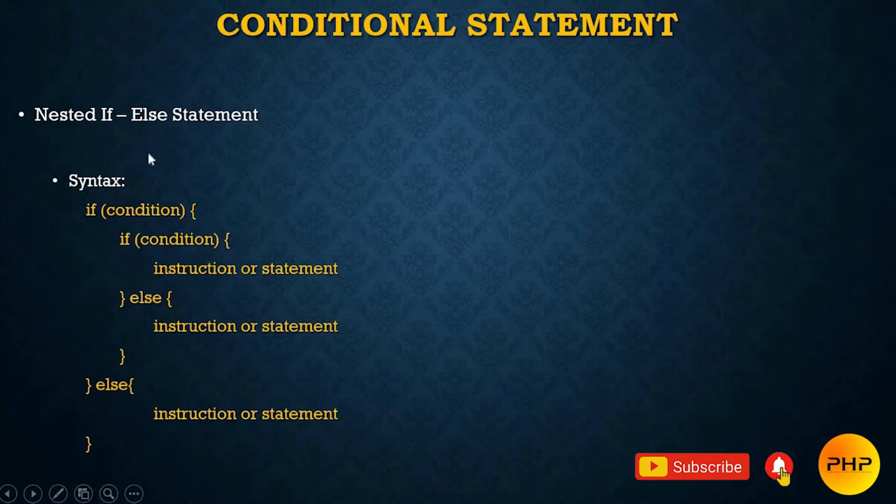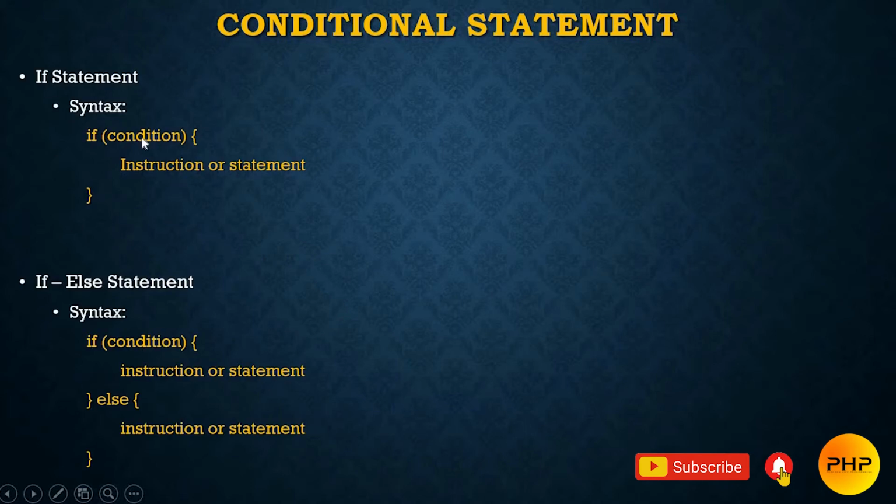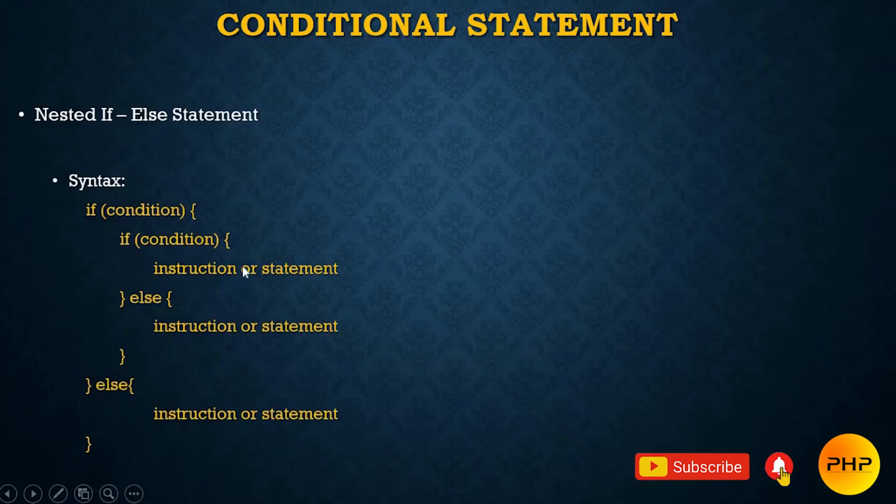Okay, so let's flip back. We have the if statement. This is a condition. If condition, then you have your statement here. You have the if else statement: if condition, statement, then else, and we have the instructions here too. So that is for the if else statement. Then we have the nested if, that is an if statement within another if statement. So that makes it simple.